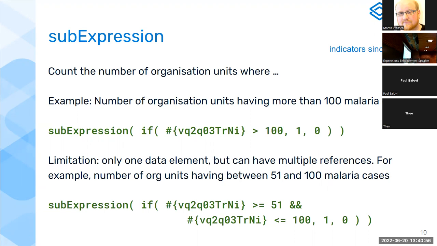So you can do a test. For example, if the number of malaria cases is greater than 100, put 1 for that organization unit, that facility, else 0. And then when you look at this in an indicator, you can sum the ones and zeros and actually get the count of the number of organization units having more than 100 malaria cases, whatever is in the test.